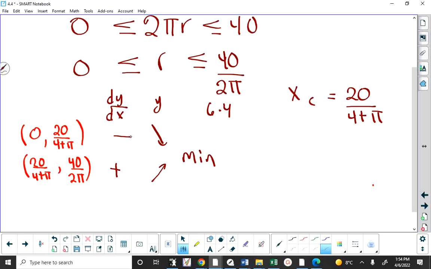What will the maximum be? Now it gets even more complicated. Because at the beginning, the function is falling. So there's a maximum at the beginning because it's falling. At the end of the function, it's rising. So there's a maximum here. You need to now calculate what the maximum area would be if you had nothing for r, which means it's all a square, and if you had 40 over 2 pi for r.